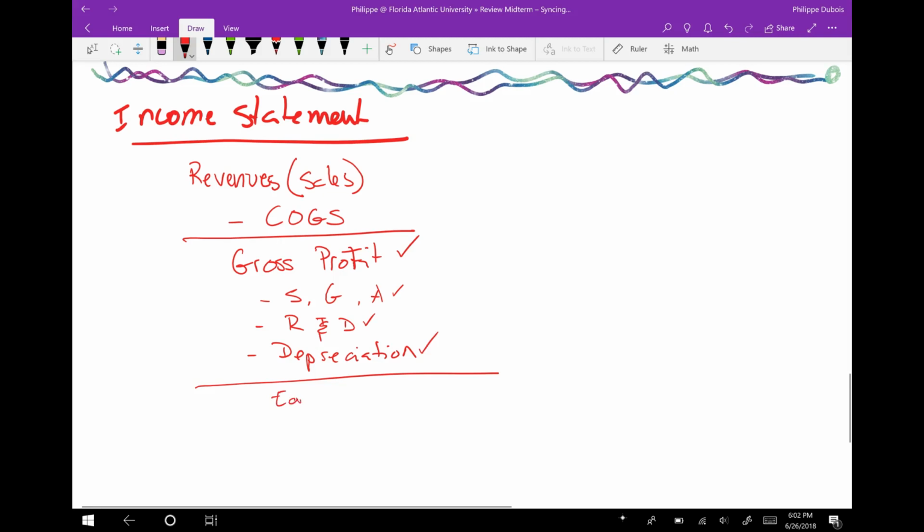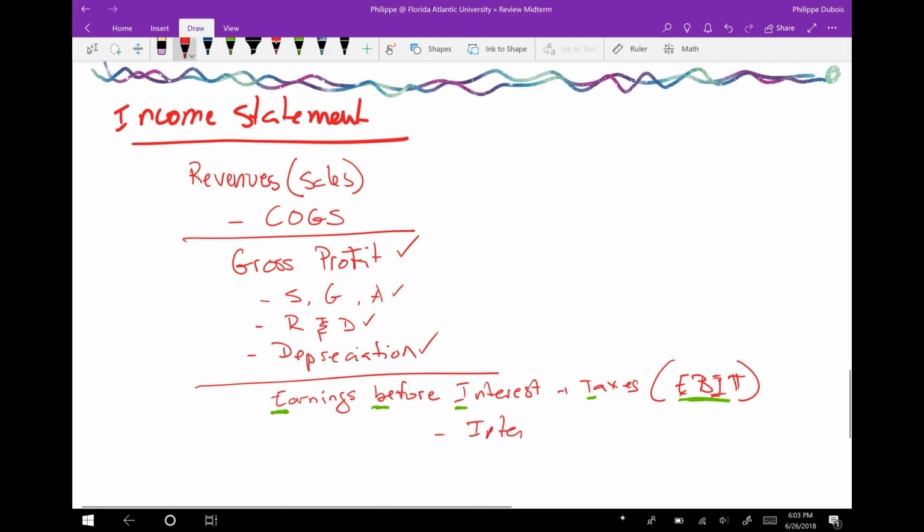before interest and taxes, also known as EBIT, earnings before interest and taxes. Now you will remove your interest payments from your EBIT.